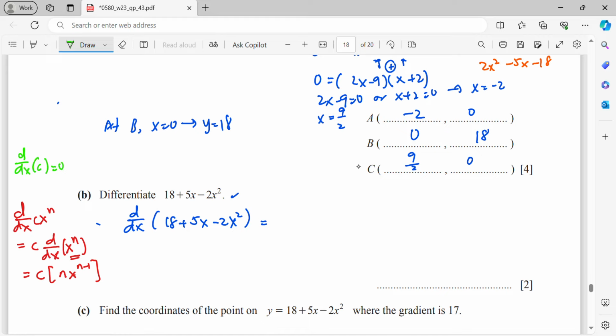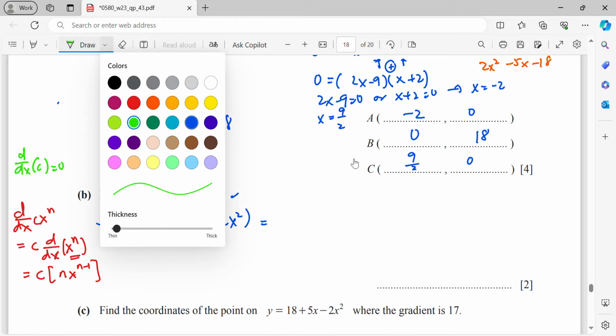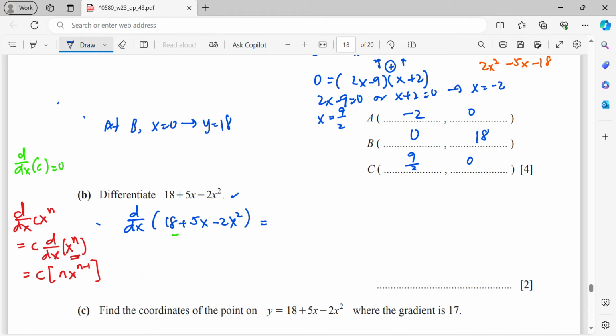So the first term will be 0 because there is no x. When you differentiate 18, you get 0. Second term, 5x, it will be just 5. Then minus 2, differentiate x squared, 2x. So at last, you will be getting 5 minus 4x. This will be your differentiation.